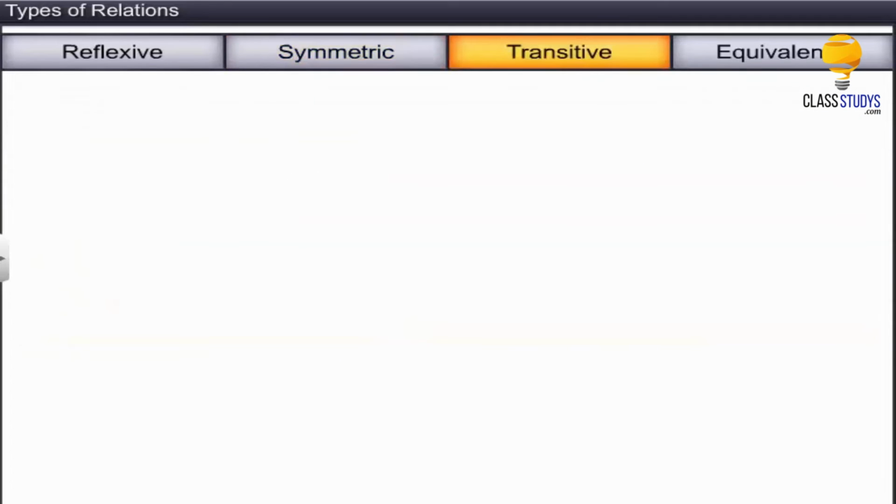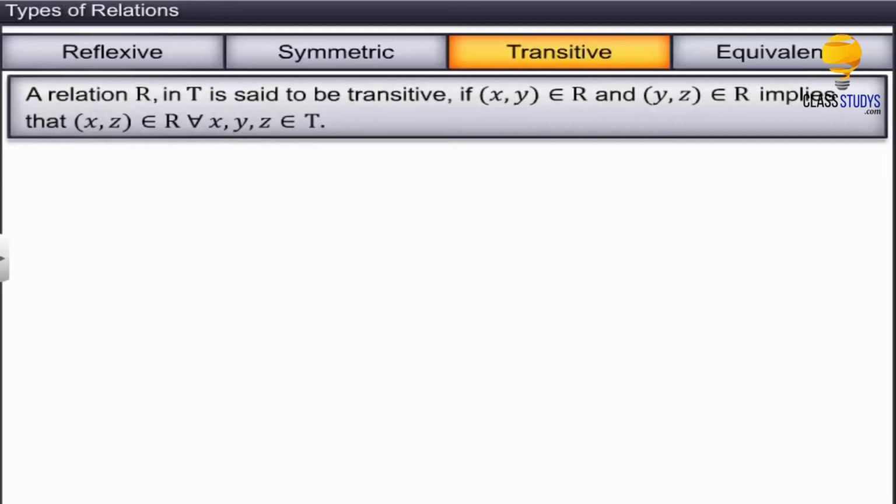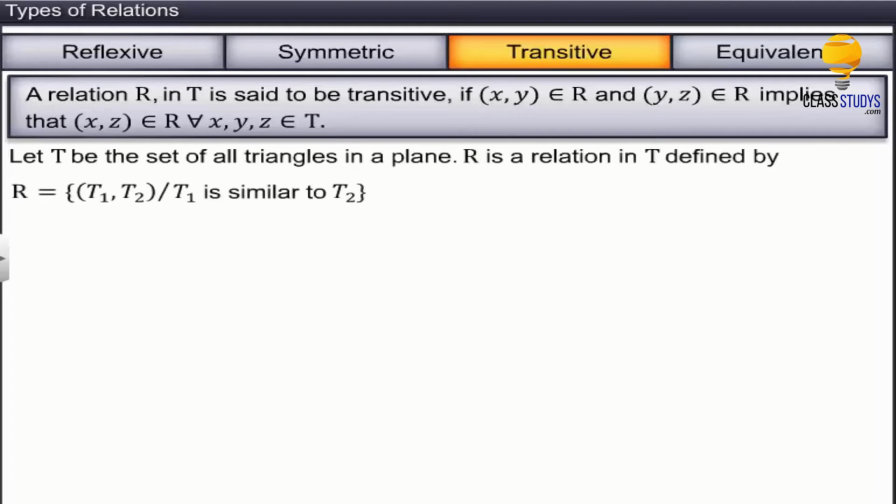Let us now move on to transitive relations. A relation R in T is said to be transitive if (x, y) and (y, z) belong to R implies that the ordered pair (x, z) also belongs to set R. Let's check the transitivity of the relation R in T, which is defined by the set of ordered pairs (T1, T2) such that T1 is similar to T2.